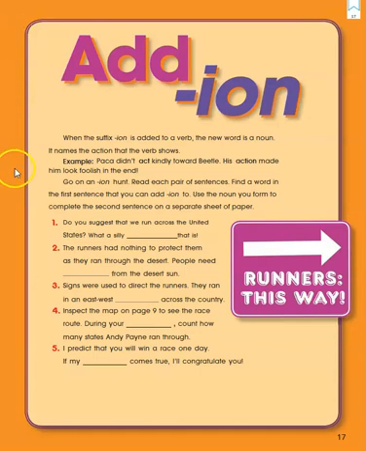And it says here, go on an ION hunt. Read each pair of sentences. Find a word in the first sentence that you can add ION to. Use the noun you formed to complete the second sentence on a separate sheet of paper. You are welcome to do that if, hopefully, you have paper at home. You can write the word that we find. We're going to do this together though, just so we get an idea of how to add ION at the end of the verb. Okay, number 1.